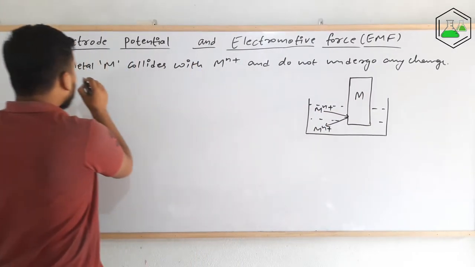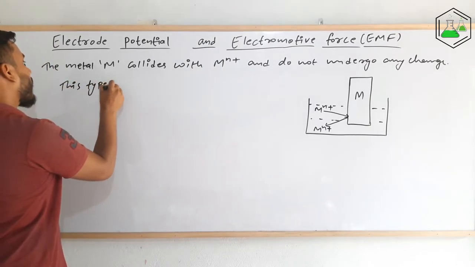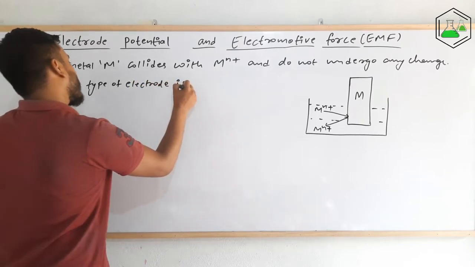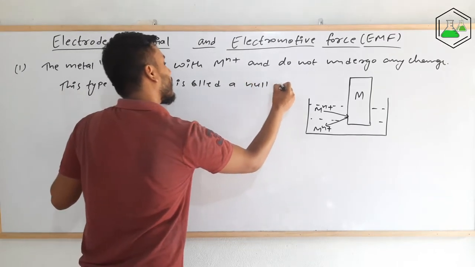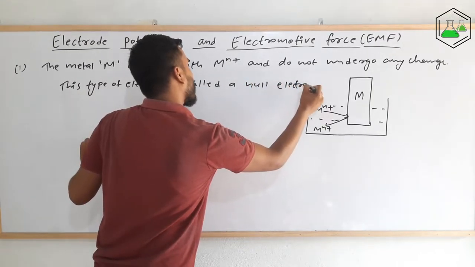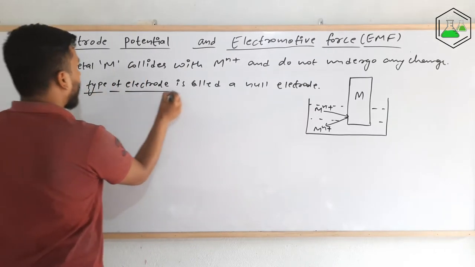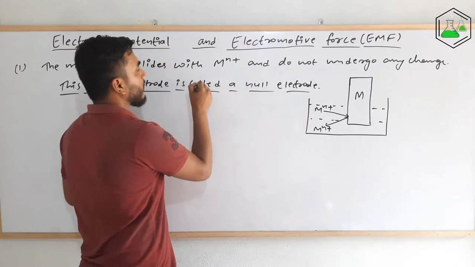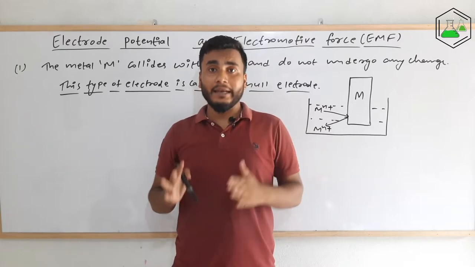So this type of electrode is called a null electrode. That means there won't be any flow of electricity in this type of cell. So obviously this is a completely useless type of cell for us. Now let's see the second case.